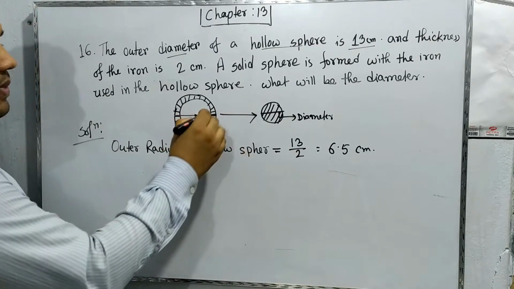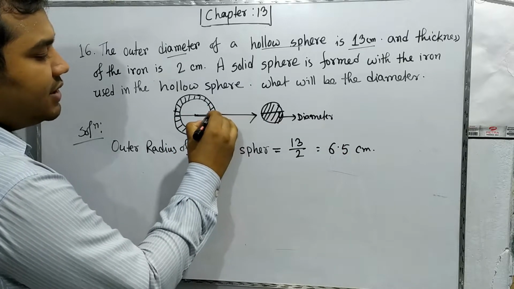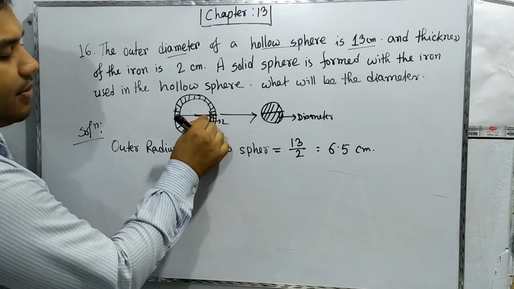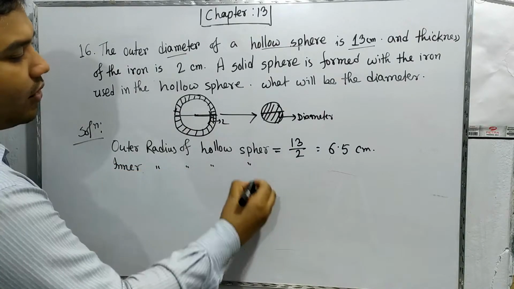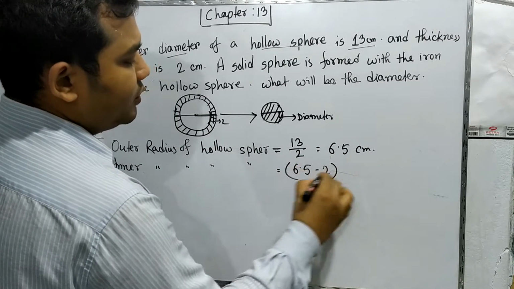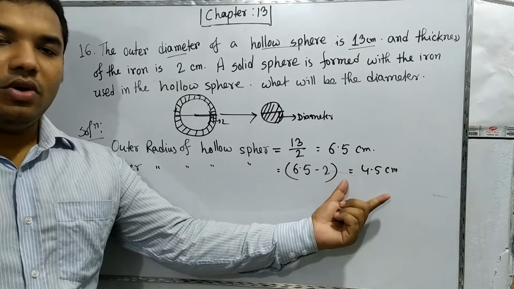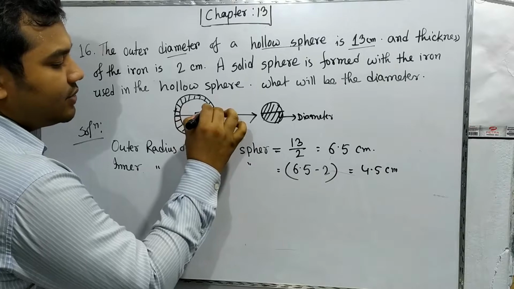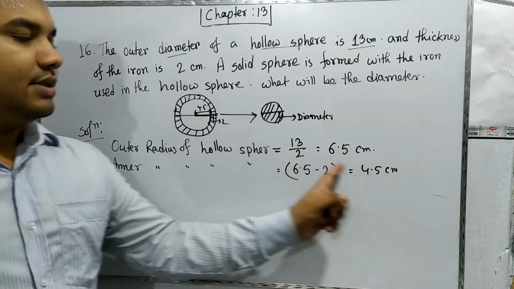and if this is the outer radius, what will be the inner radius? For the inner radius, we just subtract 2, because this part is 2 and the total was 6.5. So the inner radius of the hollow sphere is 6.5 minus 2, which is 4.5 centimeter. If we try to locate these two parts in the figure, the value of this part is 4.5 and the value of the total part is 6.5.